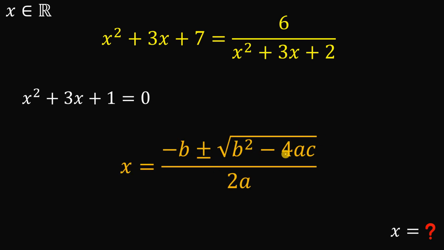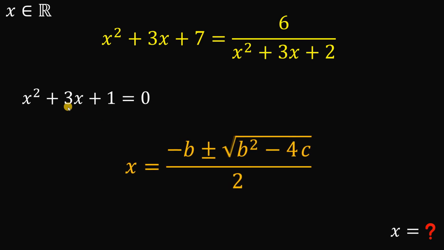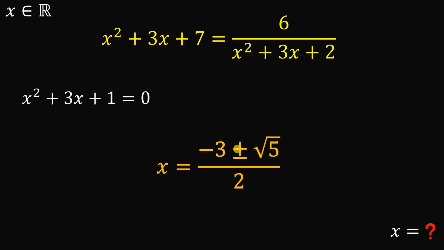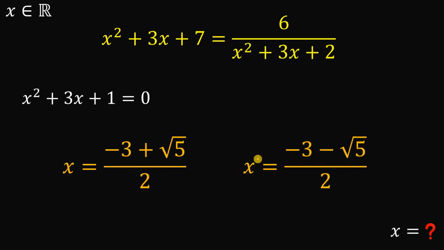Negative b plus or minus square root of b squared minus 4ac, or the discriminant, all over 2a. Now, let's replace all a with 1, all b with 3, and all c with 1. Now, let's simplify. 3 squared is 9 minus 4 is 5. So, we have x equals negative 3 plus or minus square root of 5 all over 2. We found two real values of x that satisfy this equation. We have the positive version and the negative version.